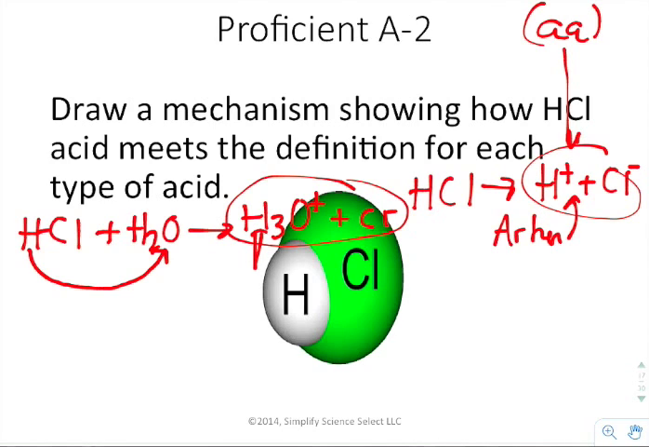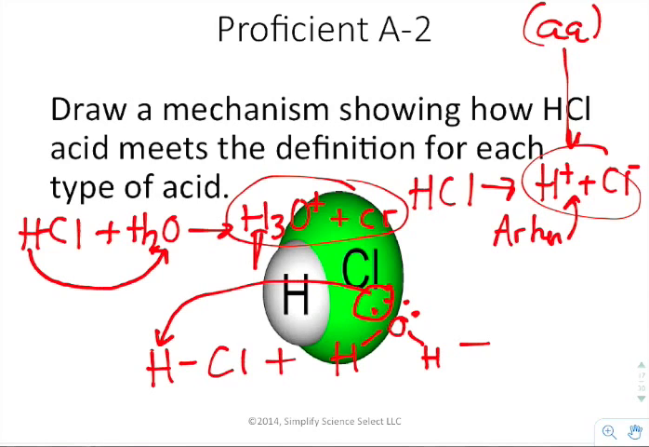Now the last one that you have, it has to talk about the Lewis electron, or excuse me, the electrons. So you have HCl plus, we're going to draw it as HOH, which is water. Now remember, for a Lewis acid to be something, it's got to accept electrons. So what it can do is these electrons right here can actually go to this hydrogen right here. Now remember, a hydrogen can only have 2 electrons around it. So because of that, what it can do is it can take these 2 electrons and give them to chlorine.